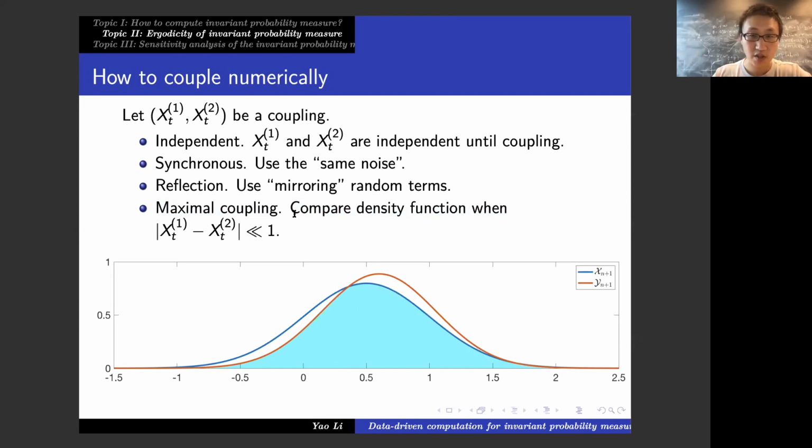You can play with this when they are close enough to each other, and this avoids the problem of numerical error. Then you can show consistency, which means if your numerical trajectory gets more and more accurate, then your coupling probability becomes more and more accurate. Then you can couple, and when you have the coupling time, you can get the speed of convergence.